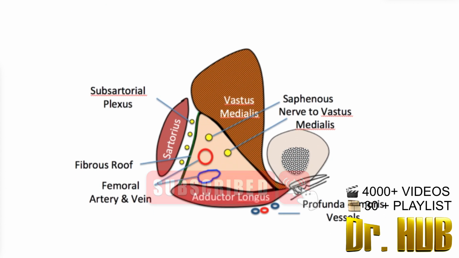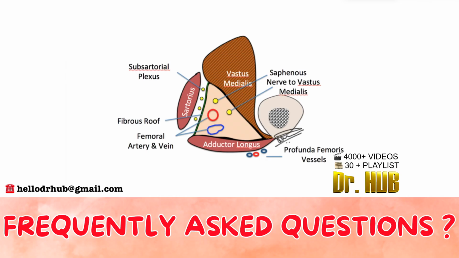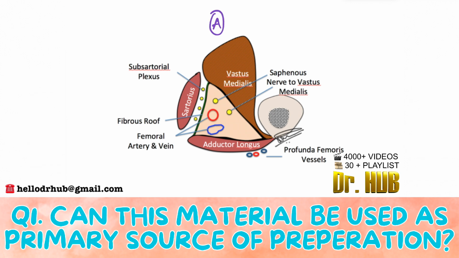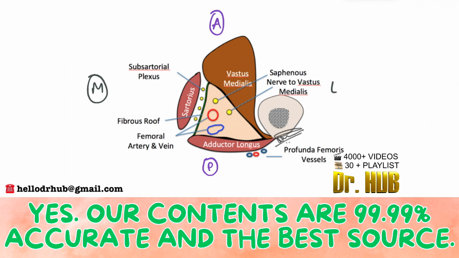Today we look at the adductor canal. So this is the diagram of the adductor canal. So let's look at the views. This is going to be the anterior part. This will be the posterior aspect. Then comes the medial part and the lateral part. So let's look at the labelings.